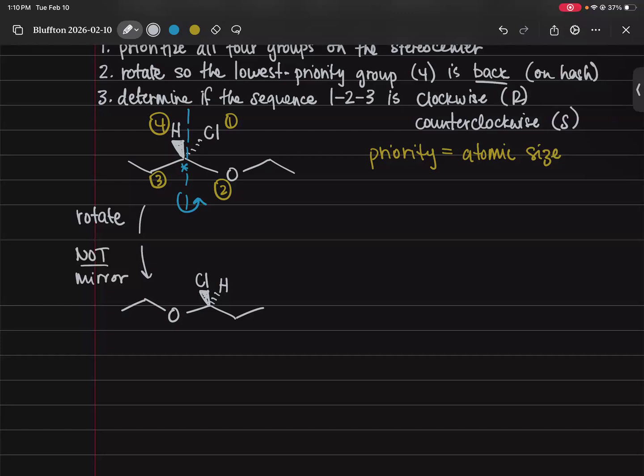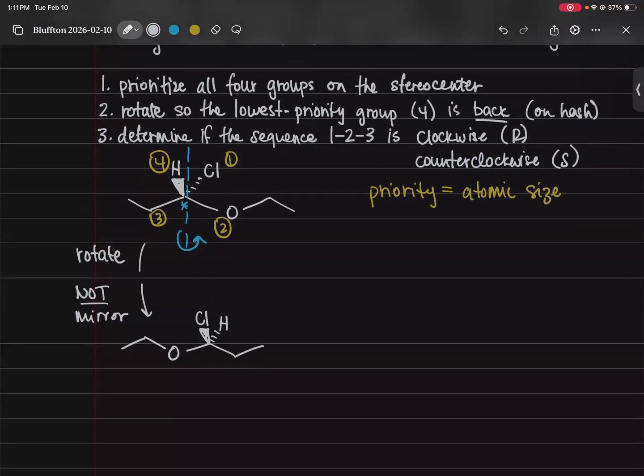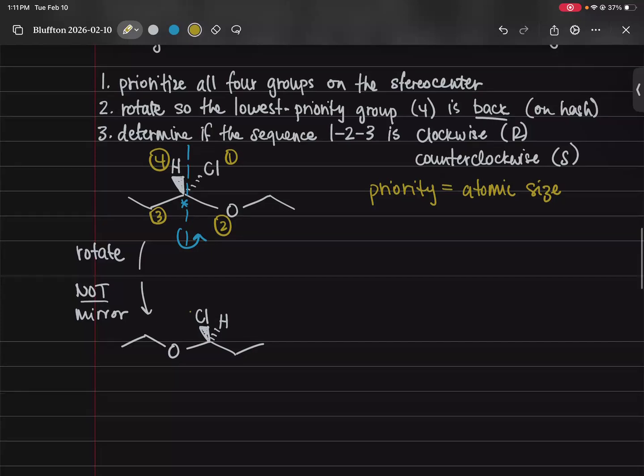Okay, this is a rotation and not a mirror image. It's one of the reasons why when I did a mirror image up there, I drew in the mirror. And here I'm drawing an axis of rotation and then kind of reminding myself what direction we're rotating. Okay, so now that's step 2 done. We've rotated so that the hydrogen is backwards. Okay, and we need to put in our numbers here again.